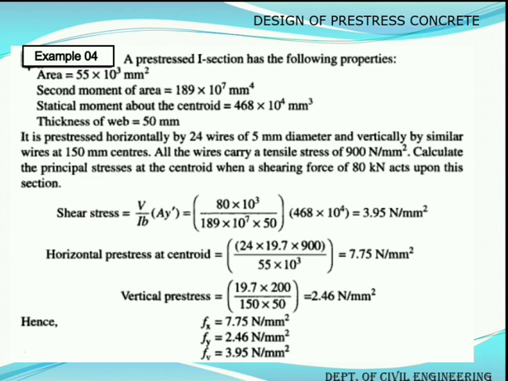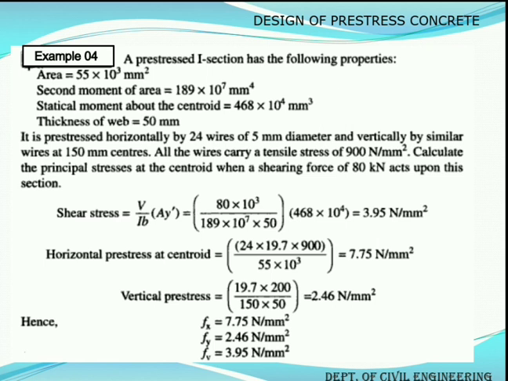Next, vertical pre-stressing, again we take 19.7, which is the area, into 900, which is the stress, divided by 150, which is the spacing for vertical members, into 50, which gives 2.46. Then we summarize here: fx is 7.75, fy is 2.46, and fv, which is the tau v, the shear stress, is 3.95.